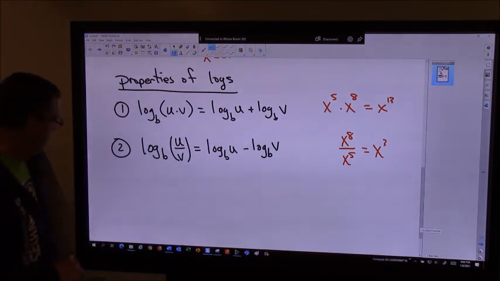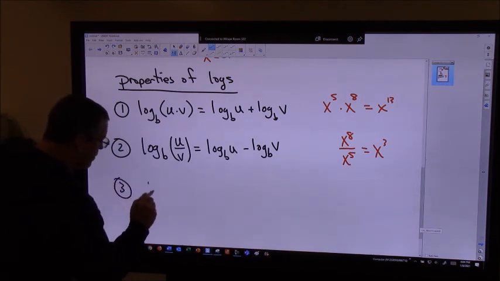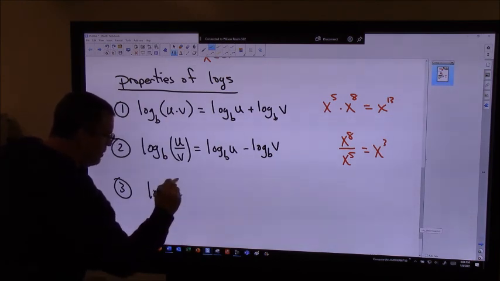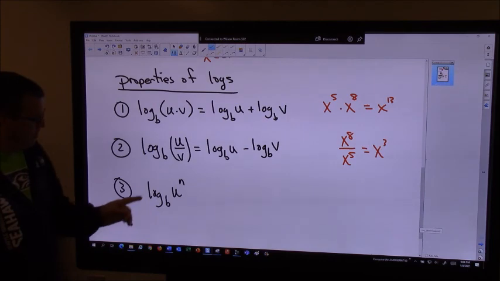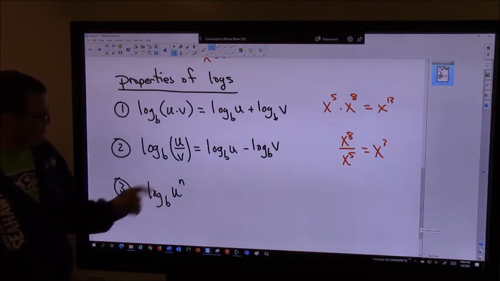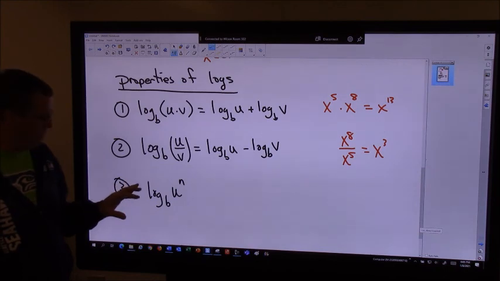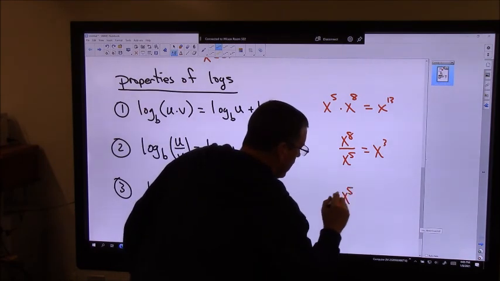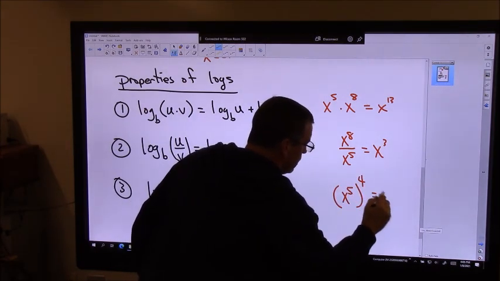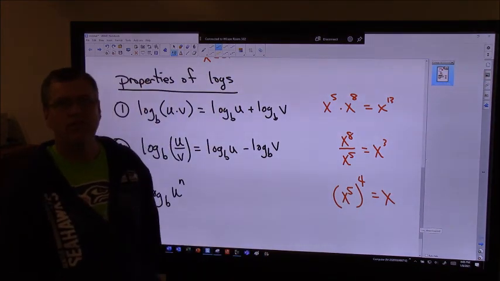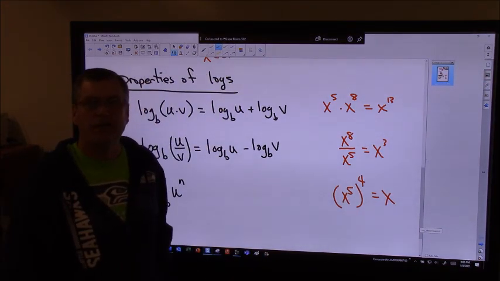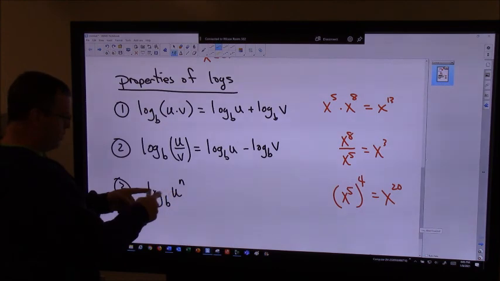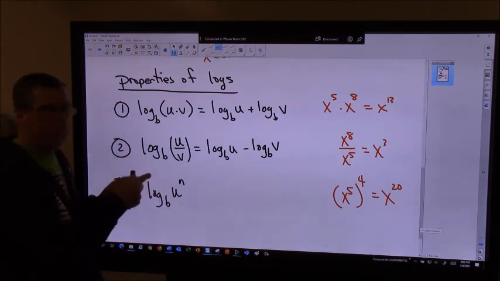All right, we got one left. Log base b of u raised to the n power. So what I see here now is an exponent raised to an exponent. Remember, logs are exponents, so I've got to think that way. What do we do if we've got x to the 5th power and I raise that to another exponent, say the 4th? What am I supposed to do with those exponents? Well, we're supposed to multiply them, right? So I would get x to the 20th power. So what do I do when I raise an exponent to an exponent? I multiply them.